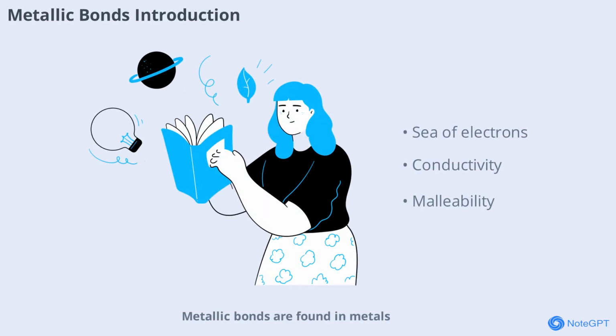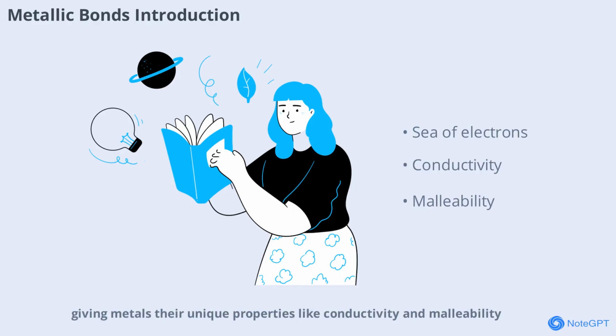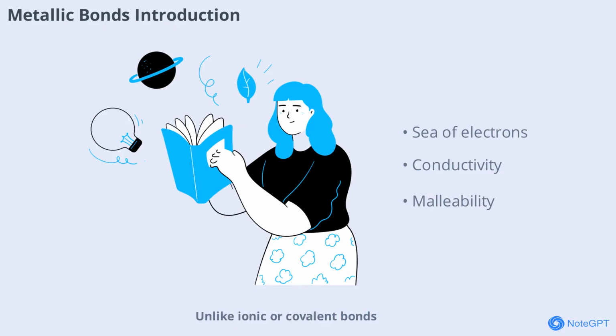Metallic bonds are found in metals, where atoms share a sea of delocalized electrons. These electrons move freely throughout the metal lattice, giving metals their unique properties like conductivity and malleability. Unlike ionic or covalent bonds, metallic bonding involves many atoms sharing electrons collectively, rather than in pairs or between 2 atoms.